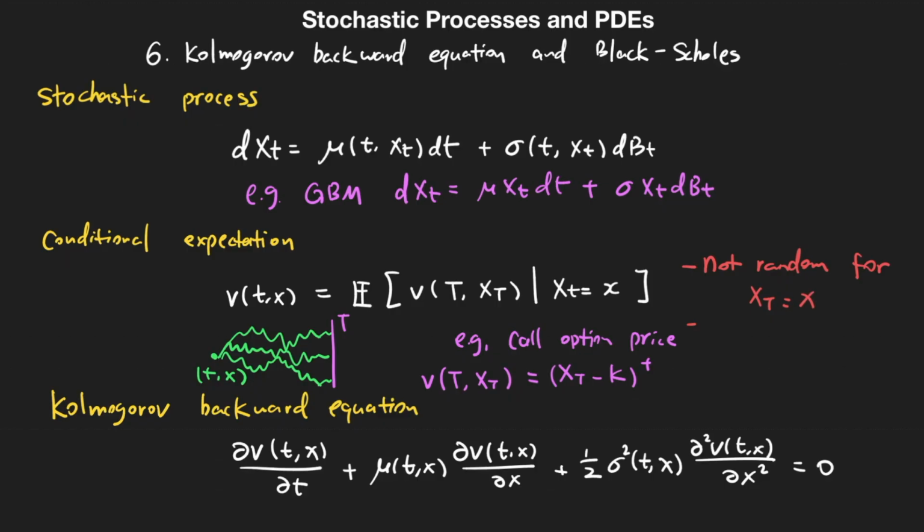But we must be careful, because sometimes people write the conditional expectation as the expected value of v at time capital T, XT, given capital Xt. Notice that we are conditioned on a random variable here. So if this capital Xt denotes a random variable, then this conditional expectation is random.